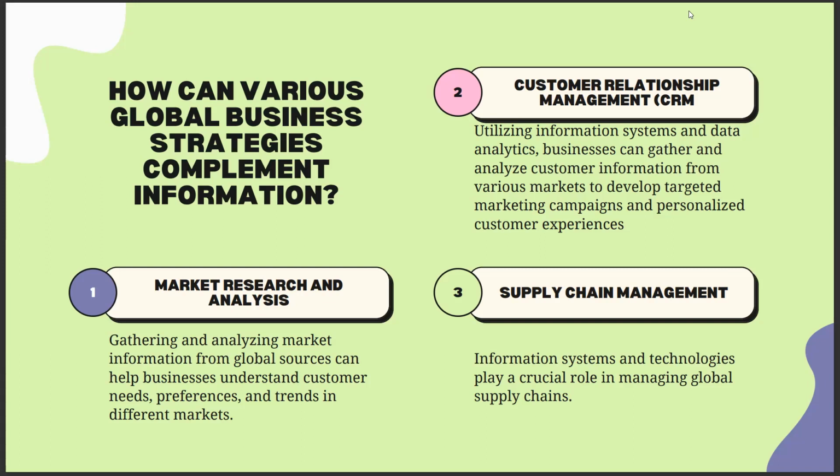Third is your supply chain management. So information systems and technologies play a crucial role in managing global supply chains. By integrating data and information across the supply chain, businesses can optimize inventory management, track shipments, streamline logistic process. This enables faster, more efficient, and cost-effective global operations.